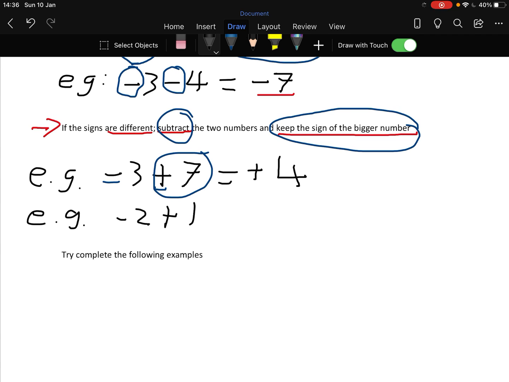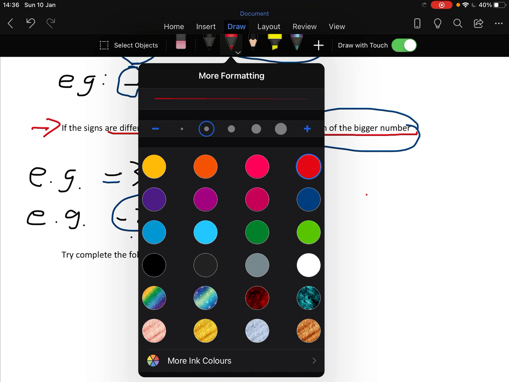-2 plus 1. Okay? So that's easier. There are two different signs, so we subtract them. 2 minus 1 gives us 1. What's the larger number? The larger number is, of course, -2. So therefore, the answer is a minus. And there you go. Follow those steps. Keep the sign of the larger of the two numbers, and that's all you have to do.